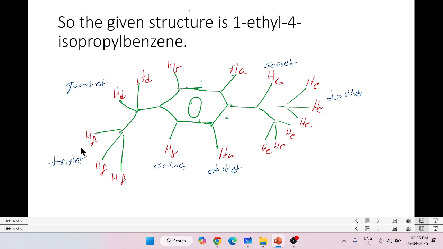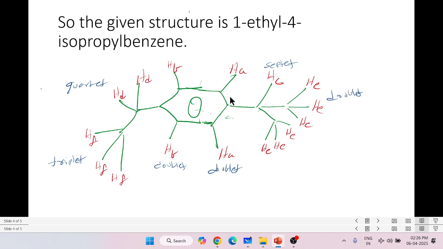Look at the way the protons have been labeled. HD and HF mutually split each other: HD will be a quartet, HF will be a triplet. HB and HA mutually split each other in the aromatic region as doublets. You can see 2H doublets, and then HC is a septet because it is split by 6 HE protons, and HE will be a doublet.